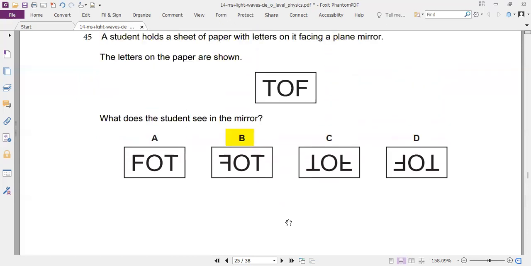Okay, if you cannot work it out like this, reject the wrong options. C and D are wrong because images in the mirror are not upside down. And look at this. Can you make an image like this? Obviously, F will not change its position towards O to make F O T. So reject this one. This is the only choice left.